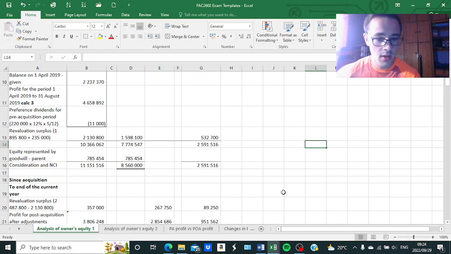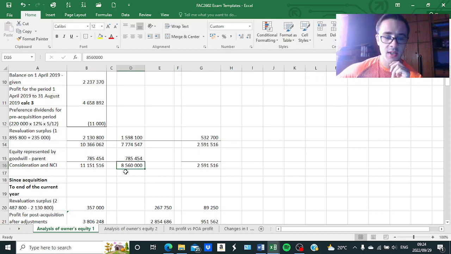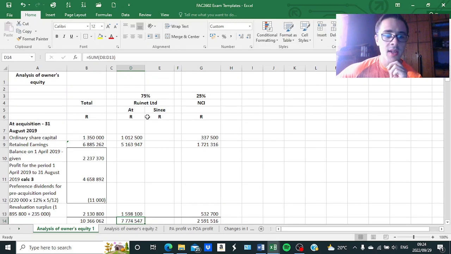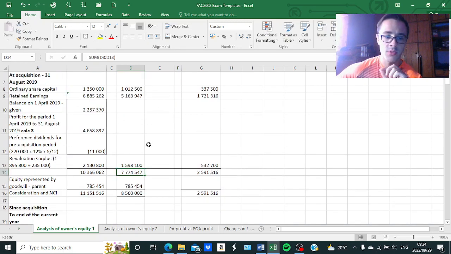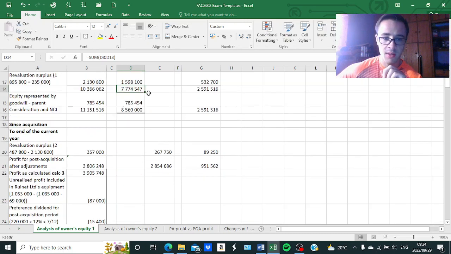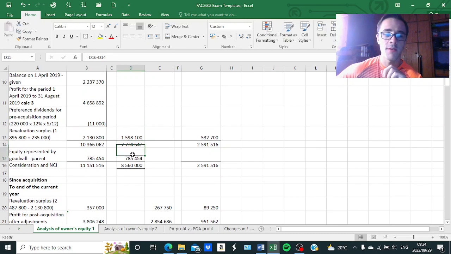Okay. Once again, these two amounts should add up to 10,366,062 rand. And the difference between the total consideration paid by the parent, which was 8.56 million, as given in your trial balance, investment in Netix Limited, ordinary shares, and the parent's actual share in the subsidiary's equity at acquisition, which is this amount right here, will give you the goodwill amount.